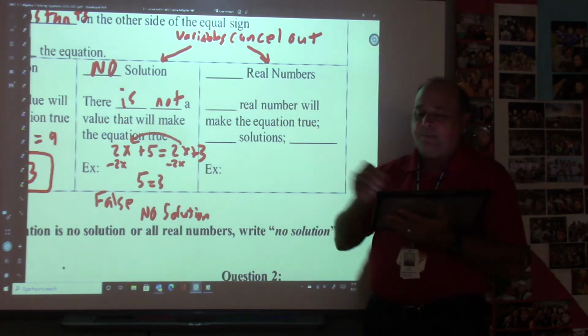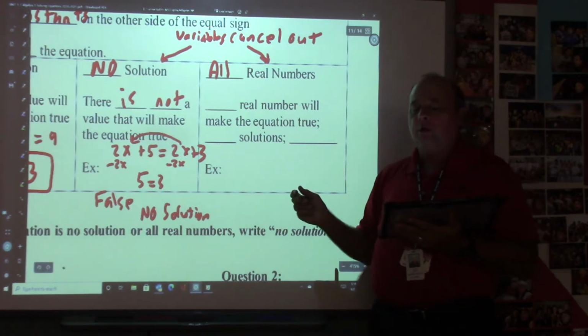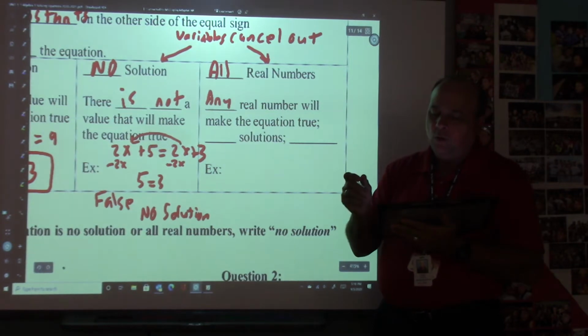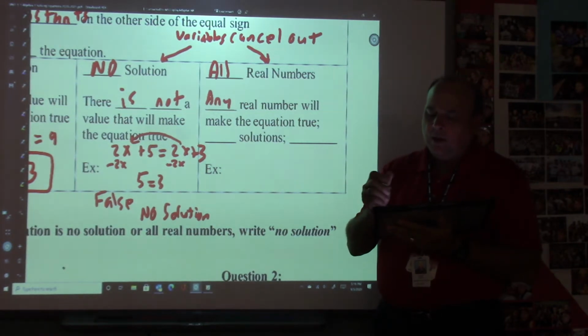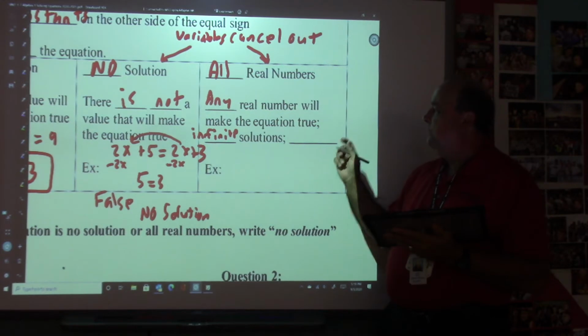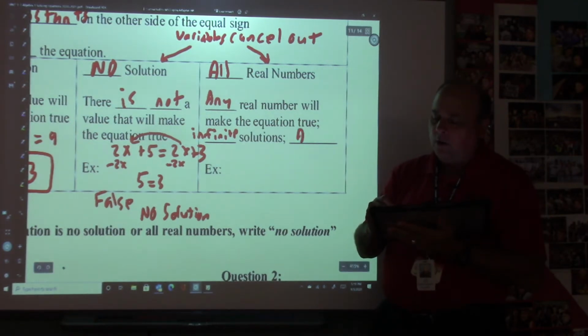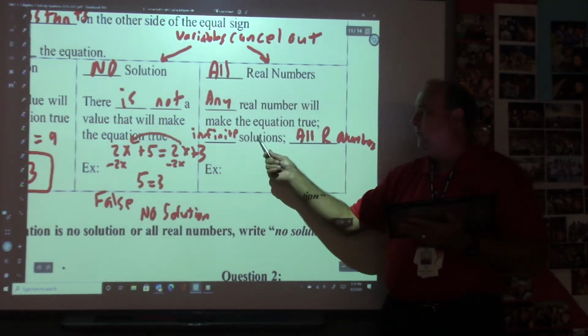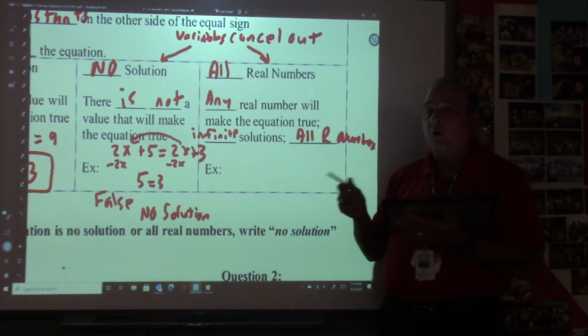The other thing that could happen would be all real numbers. In this one, any real number will make the solution true. I guess this is infinite solutions. So infinite solutions, and you would put all real numbers. That's 2 ways you could write it. So you could write down infinite solutions or all, and use a capital R for real.